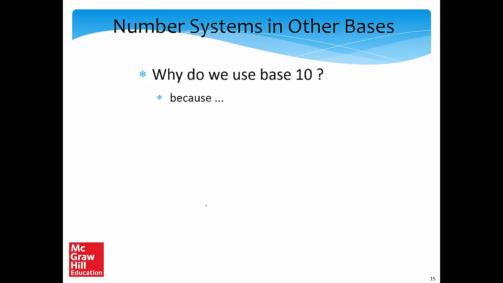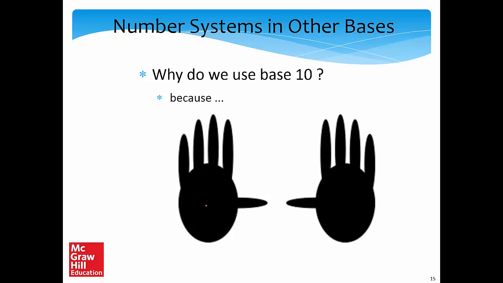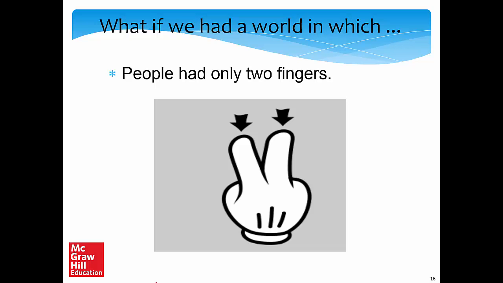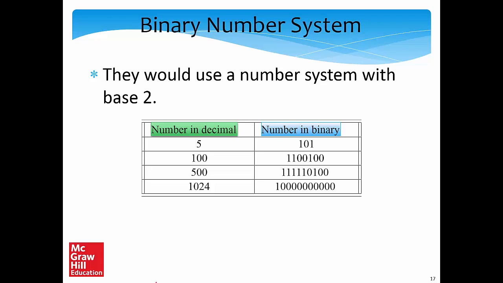So why do we use base 10? Well, simple. We have 10 fingers, so that's how we learnt counting in the first place, that we count with our fingers from 1 to 10. What if we go to another planet, a planet which is far, far away, where people have only 2 fingers? The entire planet, all the people there are very intelligent, but they have only 2 fingers. So instead of base 10, they would actually use base 2.